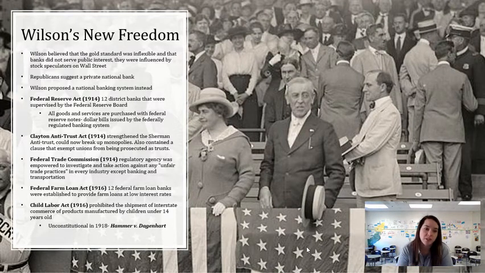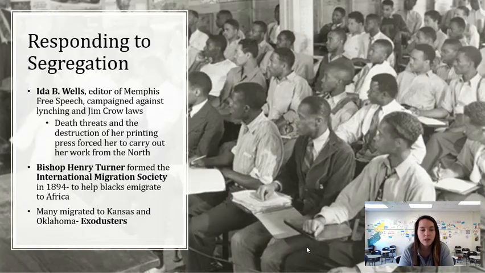And then this is where you see they're going to help some farmers. They're going to attempt to do away with child labor, but it will be deemed unconstitutional in the Hammer decision in 1918.